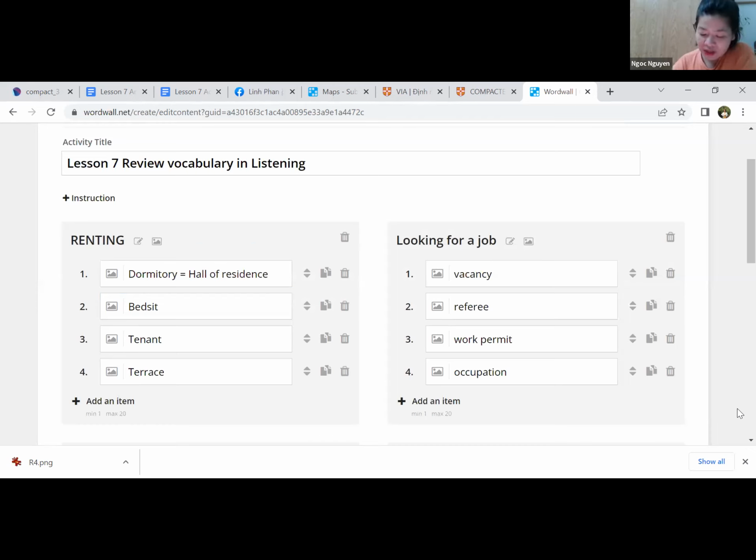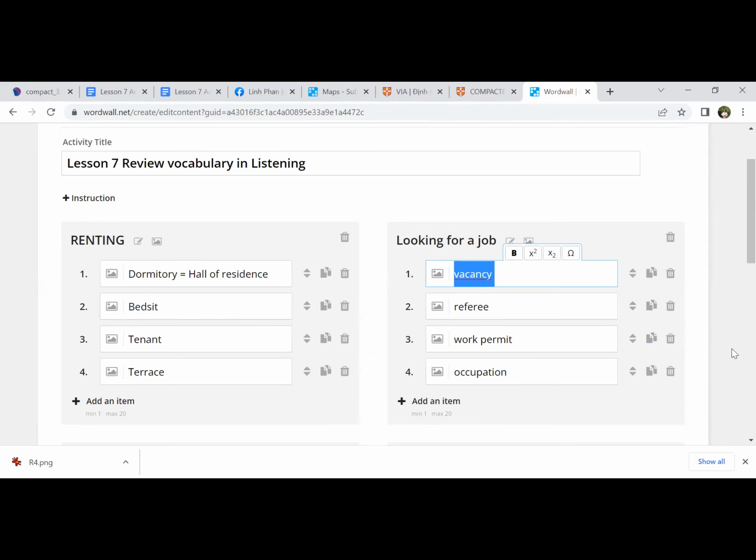I would like to discuss the words here with Linh. Hi, welcome. Let's speak English. Vacancy, what does it mean? Vacancy, I think is a job which is available. Exactly, a position which hasn't been taken or occupied yet, and it is still available for you. People still can apply for that position.